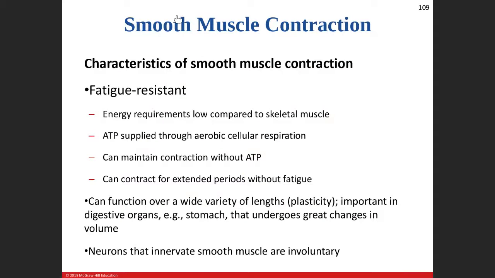And it's because of this that we consider smooth muscle to be fatigue resistant. So you can maintain that contraction without that ATP. Once you've engaged the contraction, that cross bridge will remain engaged until that myosin light chain phosphatase comes along and disconnects that cross bridge. And again, the neurons that innervate this type of tissue are going to be involuntary, mainly from the autonomic nervous system.